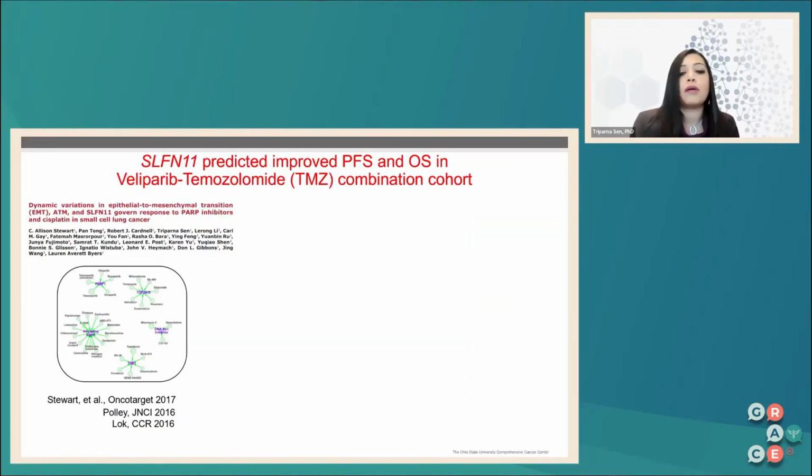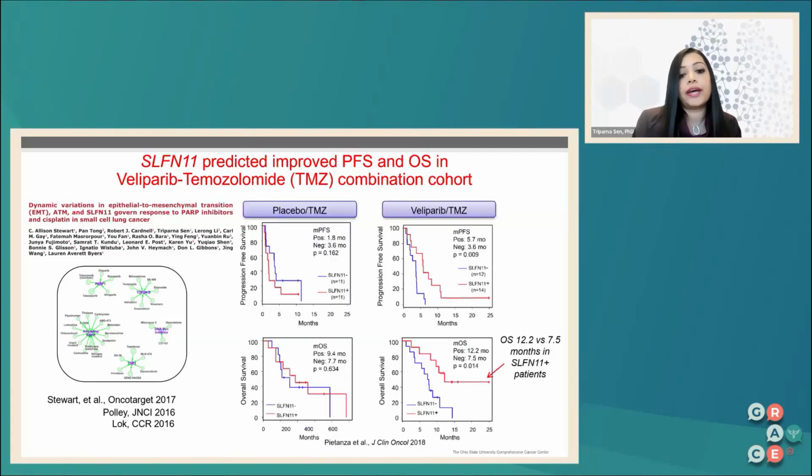So in this, how do we come up with biomarkers? How do we select patients? This is one of the examples where we have selected a biomarker, identified it in the lab, and taken it all the way into the clinic. This is SLFN11, which was identified by 3 groups almost at the same time. This is a DNA-RNA helicase, which predicted response to PARP inhibitor and to chemotherapy, which was later validated in a retrospective analysis of the veliparib PARP inhibitor and temozolomide study, where higher expression of SLFN11 could predict better response to veliparib with temozolomide.